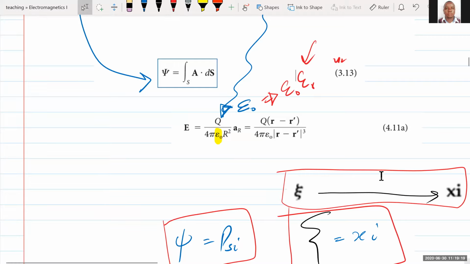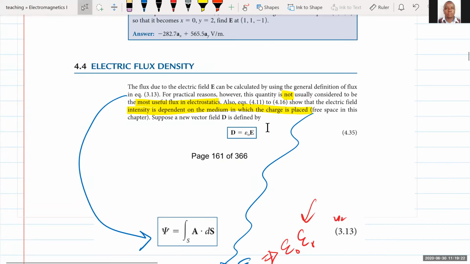We are saying that clearly from what we found from those equations, electric field intensity or electric field strength is going to depend on the medium in which the charge is placed. And for that reason, we can define a new field vector D that we give as expression 4.35. We found that E is dependent on epsilon naught, or permittivity of free space, and therefore if we define D as the product of that, then D stops being dependent on the medium, because the factor is already factored in.